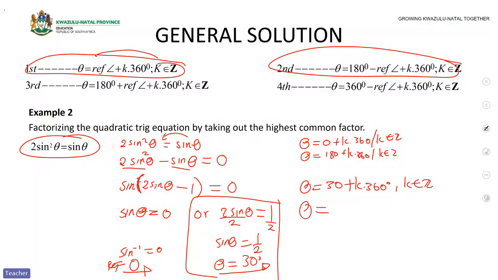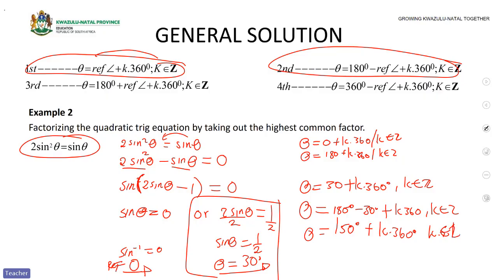And then we are also going to use this reference angle, because sine is positive on the second quadrant. We are going to say 180 degrees minus 30, where k is an element of all integers. So our general solution will then be 150 degrees plus k times 360 degrees, where k is an element of all integers.